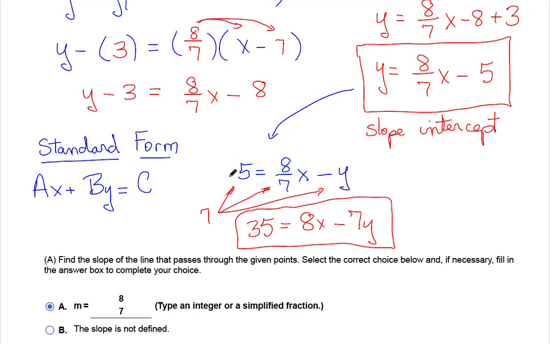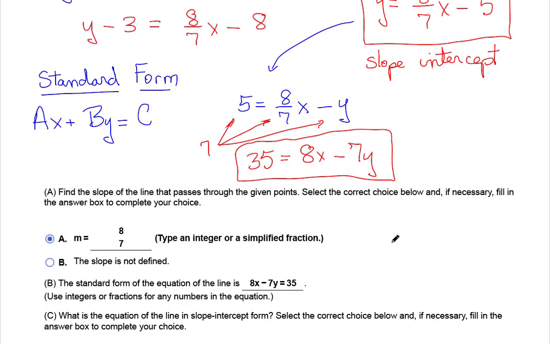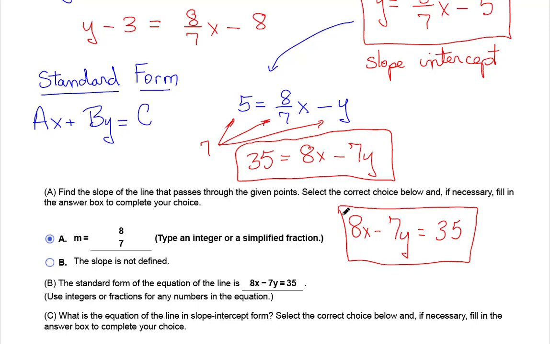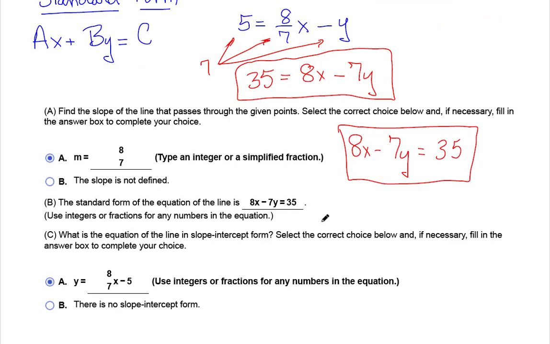So I'm going to take a 7 and multiply all the way through so that I can cancel this piece. 7 times 5 is 35. 7 times 8/7 is 8. And 7 times the y. Now, to finish it off, I can just rewrite this in a nice pretty form. 8x minus 7y is equal to 35. And that gives us our final piece in standard form. And that concludes section 1.2.